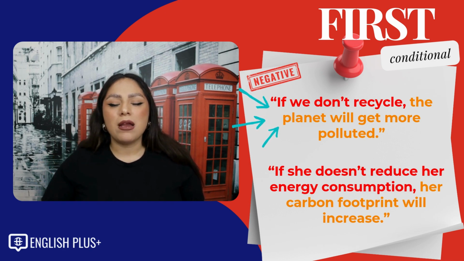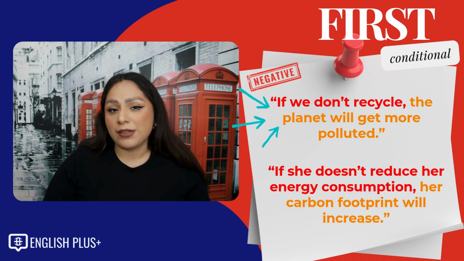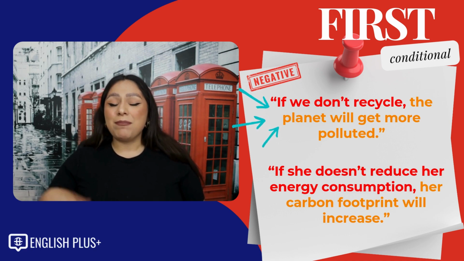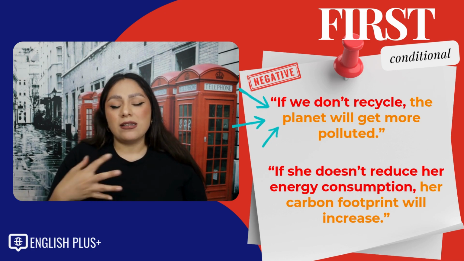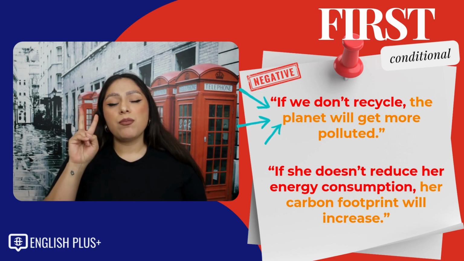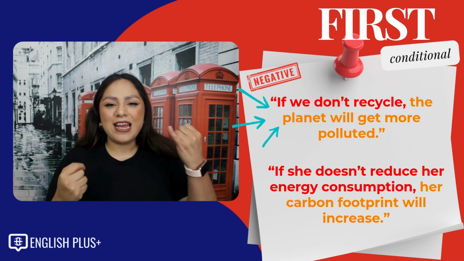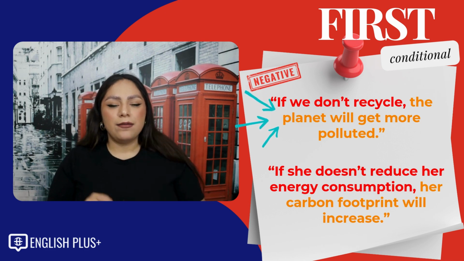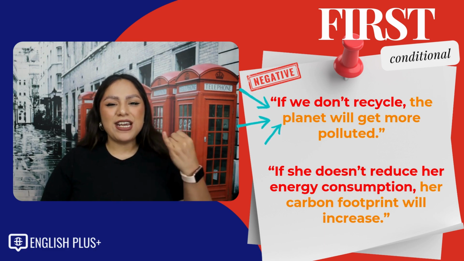One more time, my condition is expressed in the negative form of the simple present and my possible result in the future with will. Remember, in the simple present form, we have two possible auxiliaries in the negative form: don't for I, you, we, and they, or doesn't for he, she, and it.